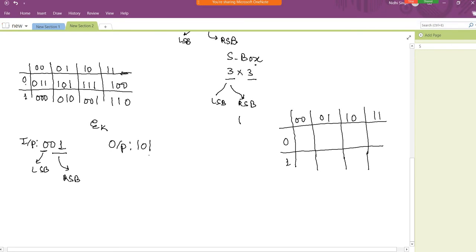Now from this generated output, can we generate the invertible S box table? The answer is yes. How can we do that? The same procedure. Suppose 1 0 1, so this 1 will act as the LSB, this 0 1 will act as the RSB. Okay. So 1 0 1, what is the value of 1 0 1 in the encryption process S box table? 1 and 0 1, that is 0 1 0.